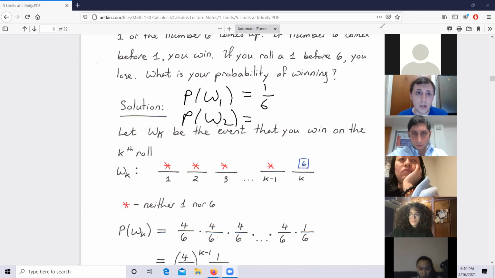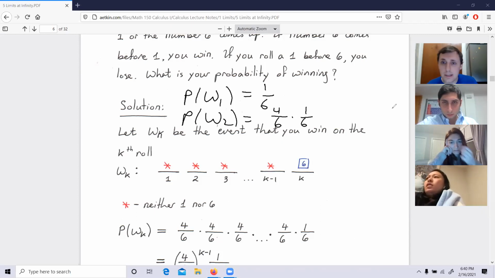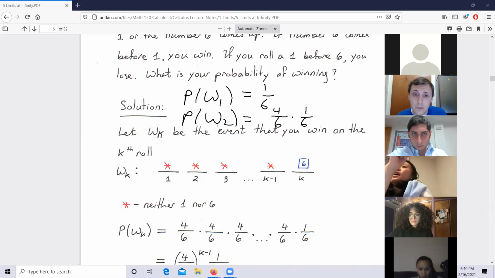Good. So what do we have? We have 4/6. And then on the second round, you multiply, times 1/6. Now, maybe you don't know why you multiply. That's okay, guys. That's too bad. If you go through the probability, then you will know why you multiply. So it's this number, okay?